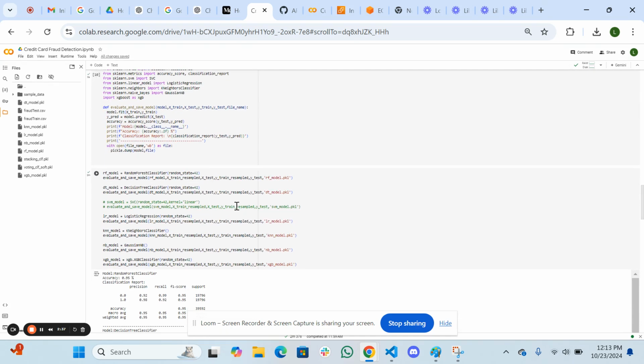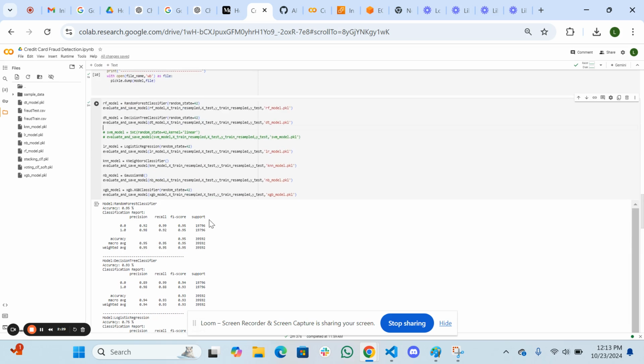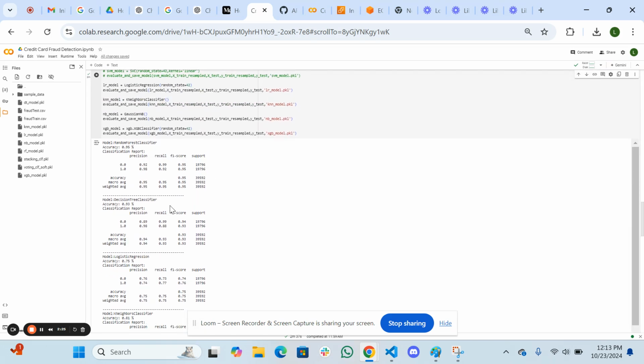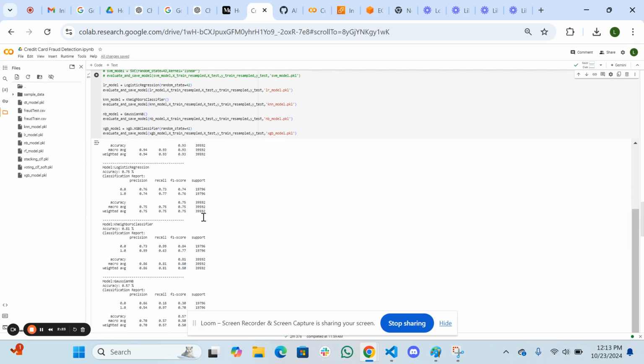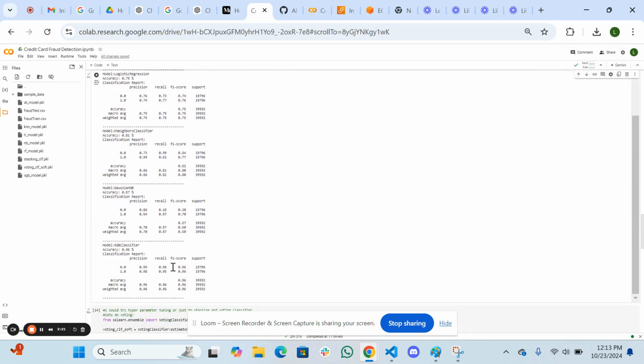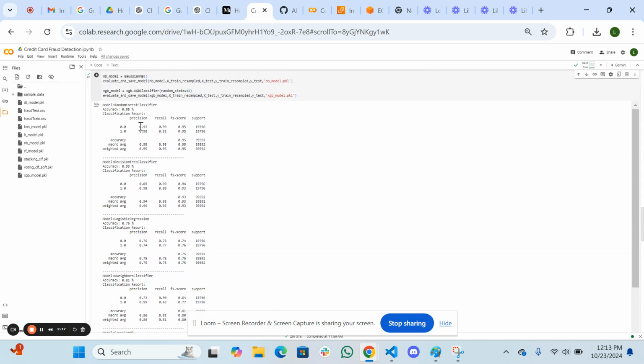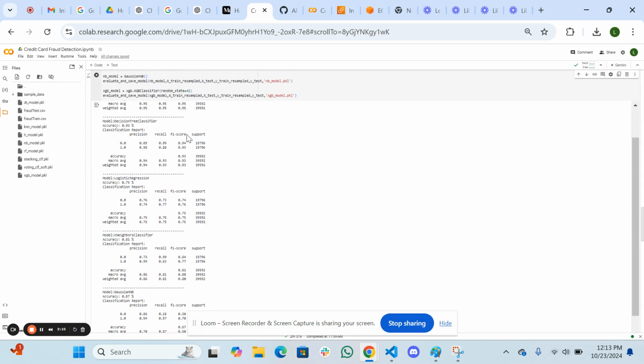For some reason, the support vector machine just didn't work. It just kept loading for basically forever. All the other models worked, and the results are here. Random forest did very well, and so did the decision tree and XGB classifier. Those did pretty well in terms of accuracy, but also precision and recall.